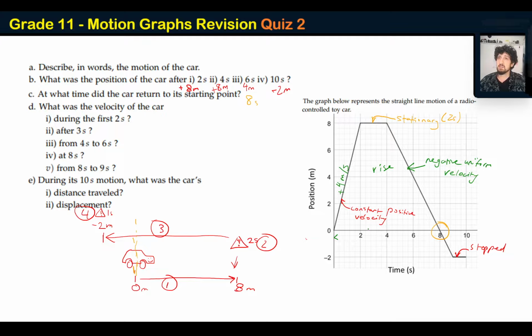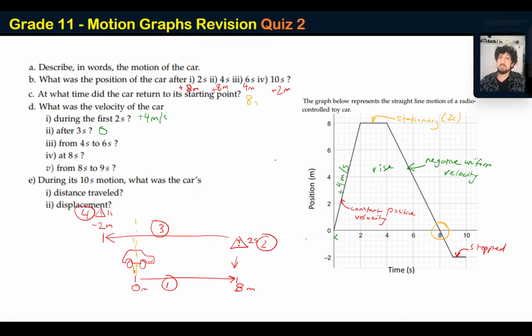After 3 seconds, the speed was what? Or the velocity was what? It was 0. Because it stopped, remember? It's over here. So here it's plus 4 meters per second. Here it's 0. I don't have to say 4 meters per second.